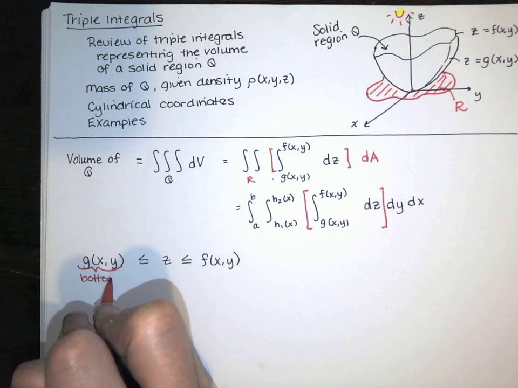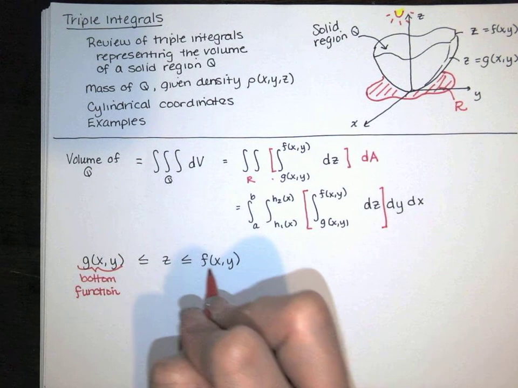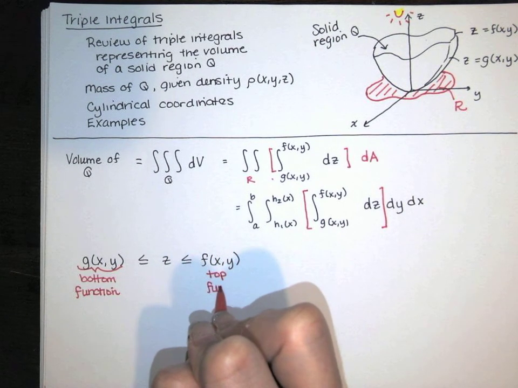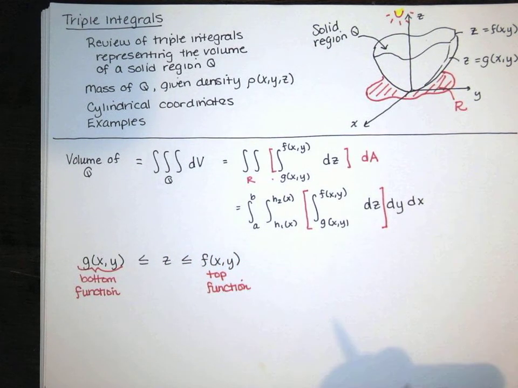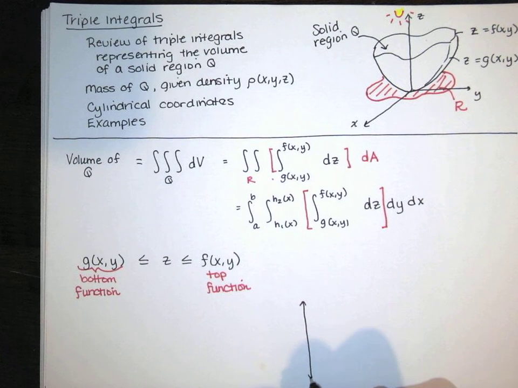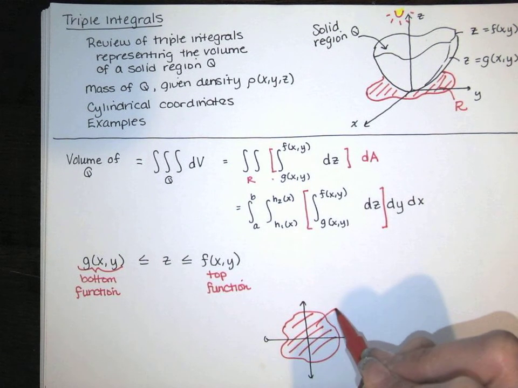When I say bottom function, that just means smaller z values. And then I look at the projection of my region onto the xy plane. I've got that solid region Q, and maybe the region R looks like this in the xy plane.